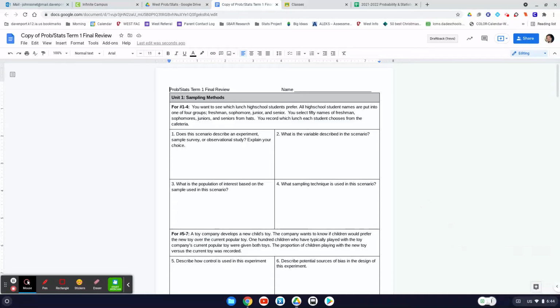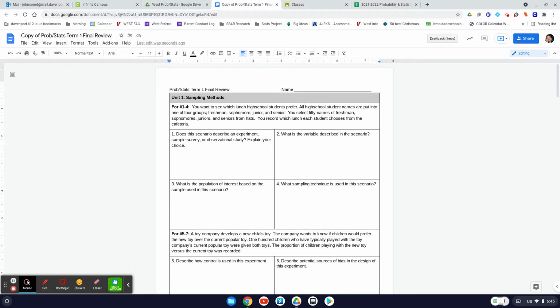So we're going to be looking at the Term 1 final review. So for the first part, we are talking about the sampling methods. That was our Unit 1. So it says for 1 through 4, you want to see which lunch high school students prefer.